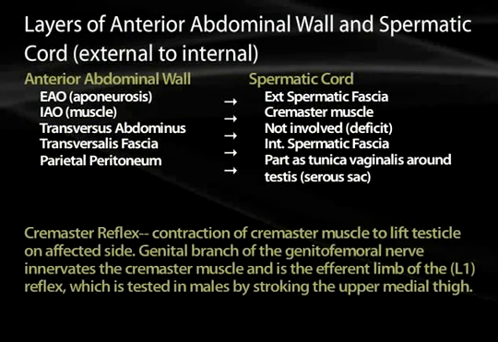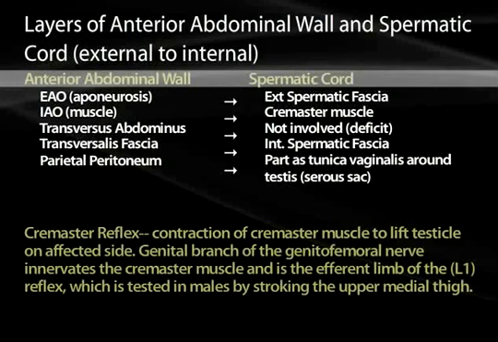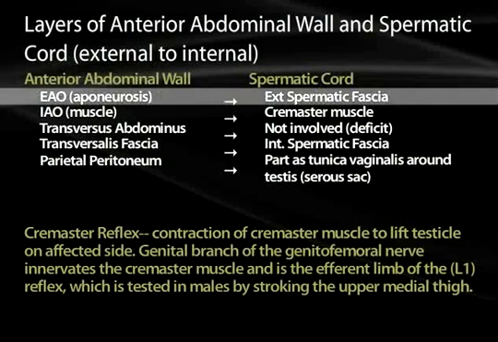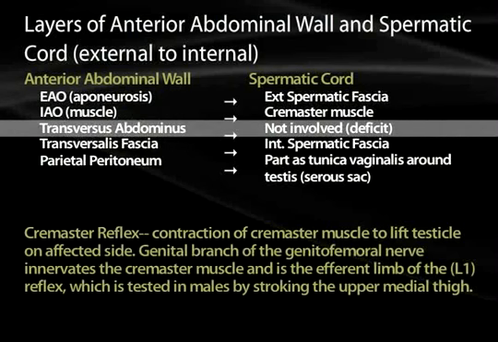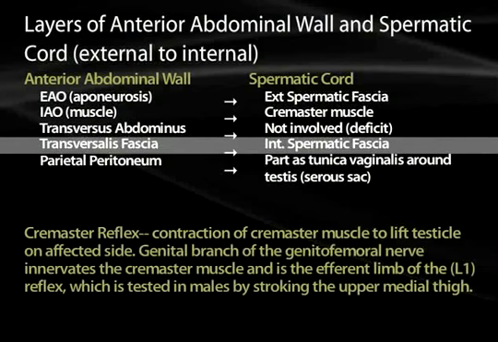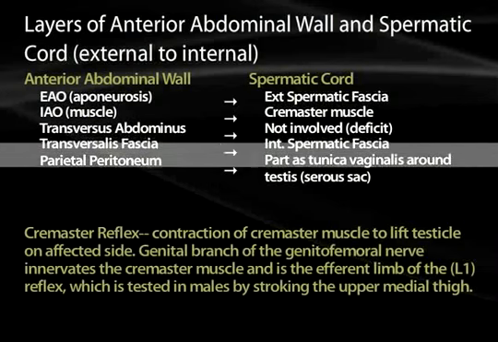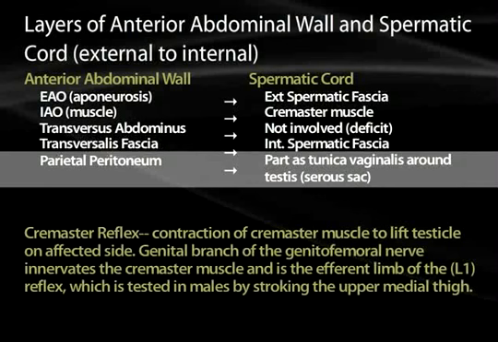On this slide, I've got a comparison of what the anterior abdominal wall structure is and what it becomes if it's contributing to the spermatic cord. Here you can see the external abdominal oblique aponeurosis becomes the external spermatic fascia, and the internal abdominal oblique becomes the cremaster muscle. Transversus abdominis is not involved in the spermatic cord at all because it has a deficit in it, so nothing drags it out onto the spermatic cord. Transversalis fascia is dragged out as the internal spermatic fascia, and the parietal peritoneum, which will have a component of it pinched off to make the tunica vaginalis around the testis and give the testis a half of a serous sac.